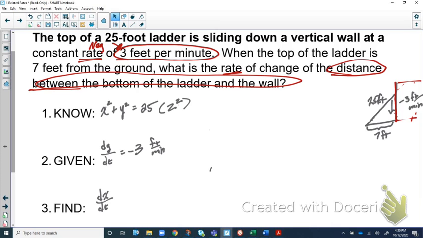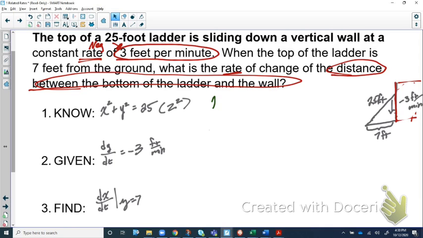And I don't think they're just giving it dx/dt. It's when the top of the ladder is 7 feet from the ground, so that would be when y is equal to 7. Okay, so we need to differentiate the Pythagorean theorem, the a squared plus b squared, or in this case, x squared plus y squared. So let's go ahead and try doing that. Let's differentiate this.